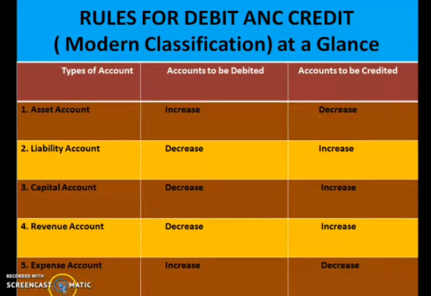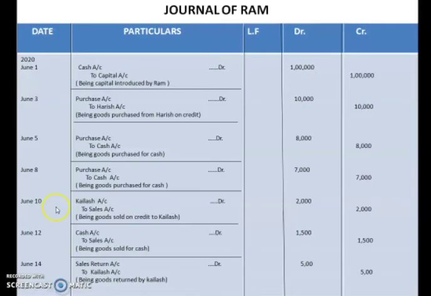So look at the journal entry. June 5. Purchase account is debited 8,000. To cash account 8,000 on the credit side. Being goods purchased for cash.